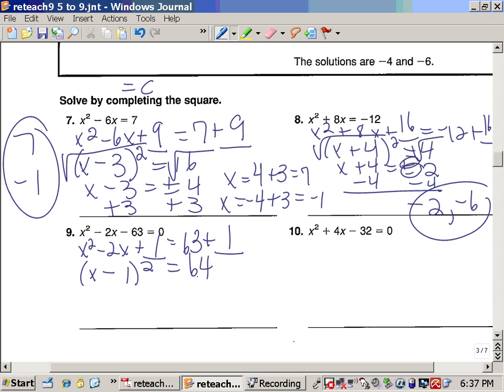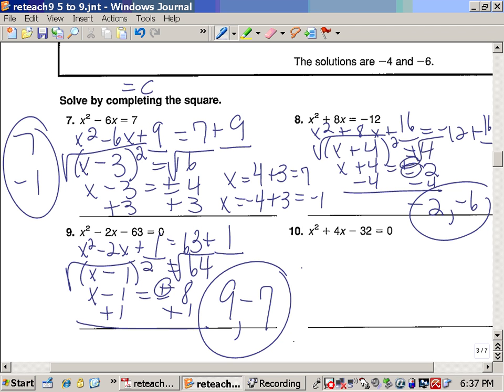That gives me 64. Take the square root of each side. X minus 1 is positive and negative 8. Add the 1 to the other side. I have positive 8 plus 1, which is 9. And I have negative 8 plus 1, which is negative 7.